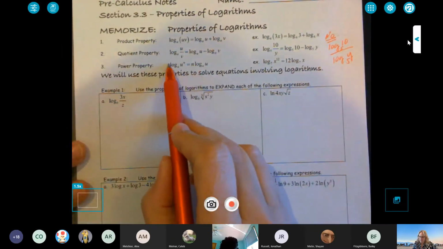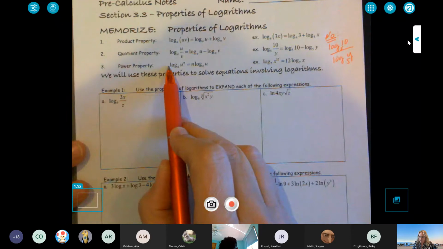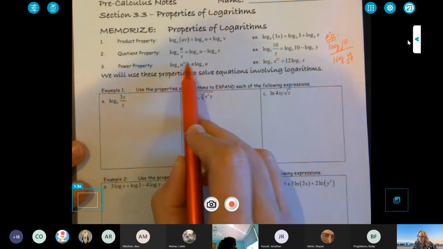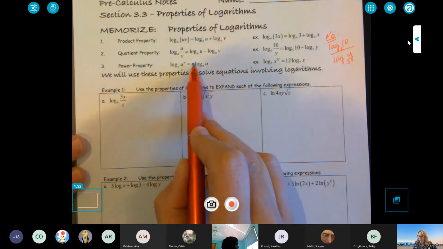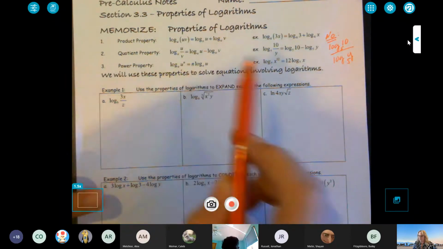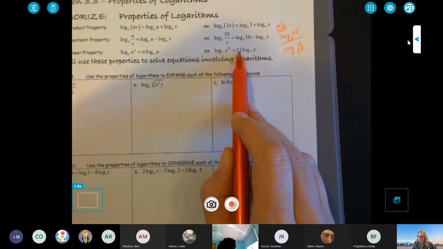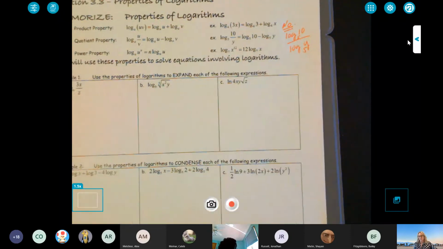And then there's the power property. The exponent can come out in the front, or if you have a coefficient in front, you can move it up to the exponent. So again, the 12 here can come out in front, or the 12 in front can come up there. So those are the three properties.